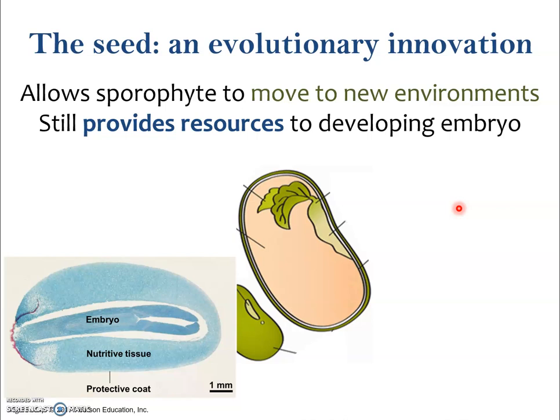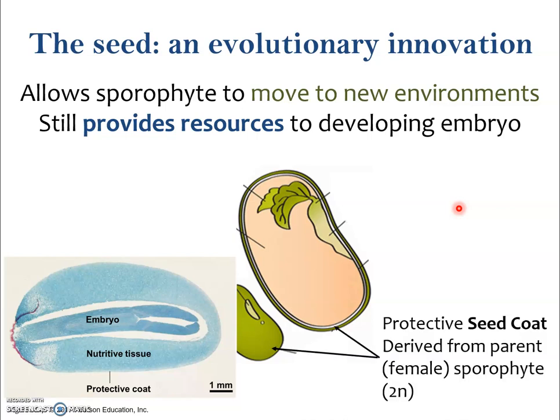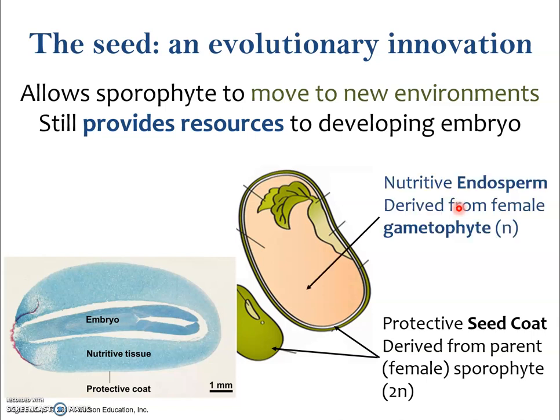Three major parts. On the outside, we have a protective coating. We call it the seed coat. This comes from those integument layers around the megasporangium. We've got this new tissue. You've heard this word before, endosperm. This endosperm tissue is produced by or derived from the female gametophyte. So we talked about the endosperm providing nutrition. Now you know where that tissue comes from. It comes from the gametophyte.